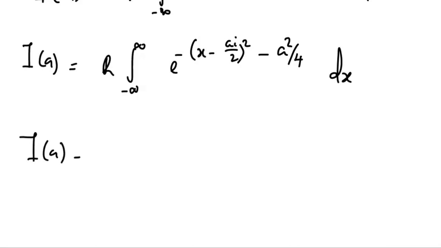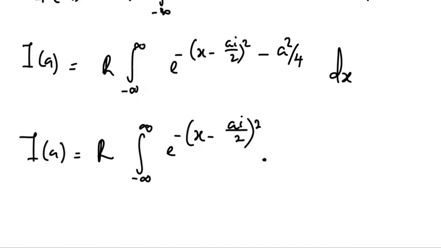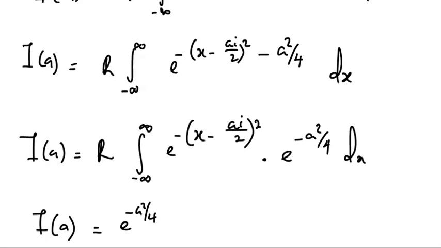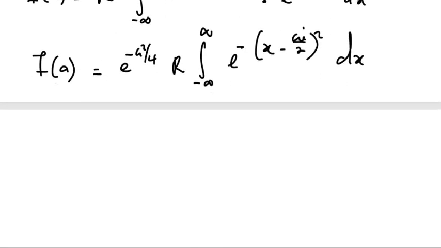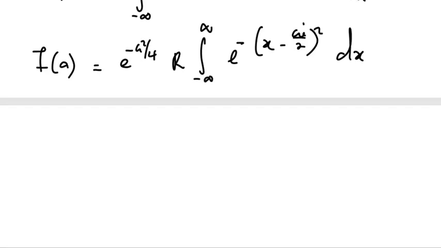So from here, I of a is equal to the real part of the integral from negative infinity to positive infinity of e to the negative (x minus ai over 2) whole squared, then multiplied by e to the negative a squared by 4, and then dx. So put this outside because that looks like a constant, right? So we get e to the negative a squared by 4, then the real part of the integral from negative infinity to positive infinity of e raised to the power of negative (x minus ai over 2) whole squared, and then dx. So time to make our nice u-substitution we have been waiting for.